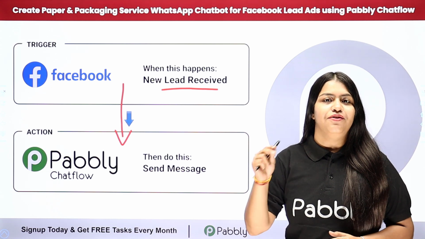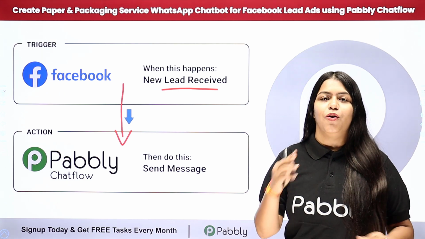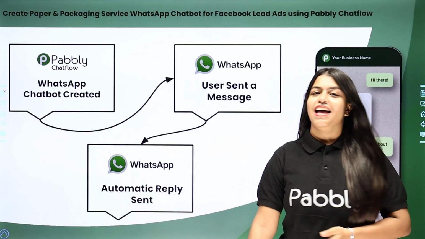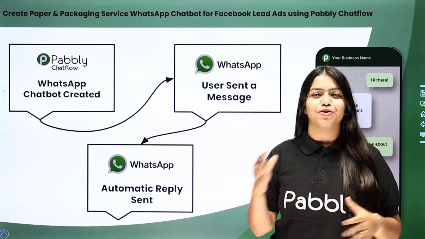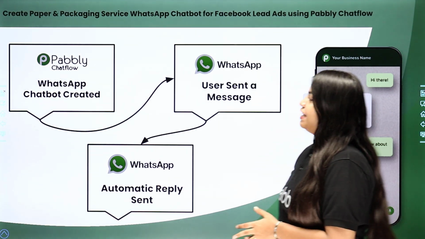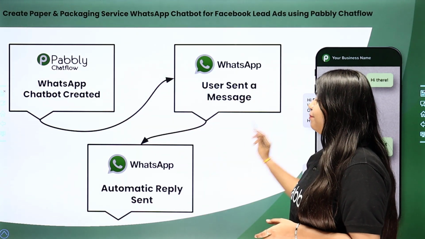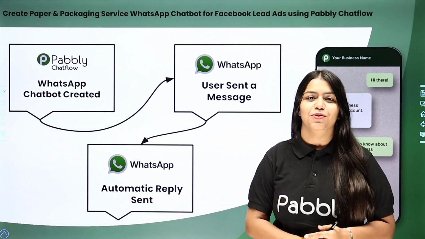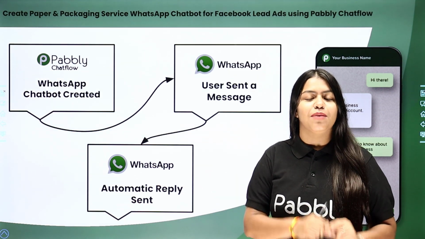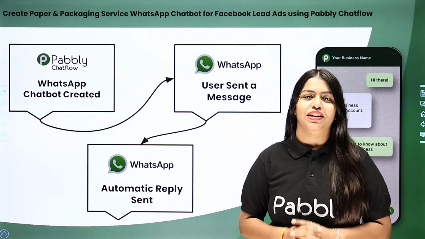But further, after sending a welcome message, if my user replies to that welcome message, I want to create a chatbot that automatically replies to all my user queries. And to create this WhatsApp chatbot which is going to reply to my user queries, I'm going to use Pabbly Chatflow. So what will happen is that as soon as I create a WhatsApp chatbot, whenever my user sends a message, an automatic reply will be sent to my user, which is my product brochures and many other details. So if you also want to create this WhatsApp chatbot and this integration for your business, then you have to come with me to my screen.